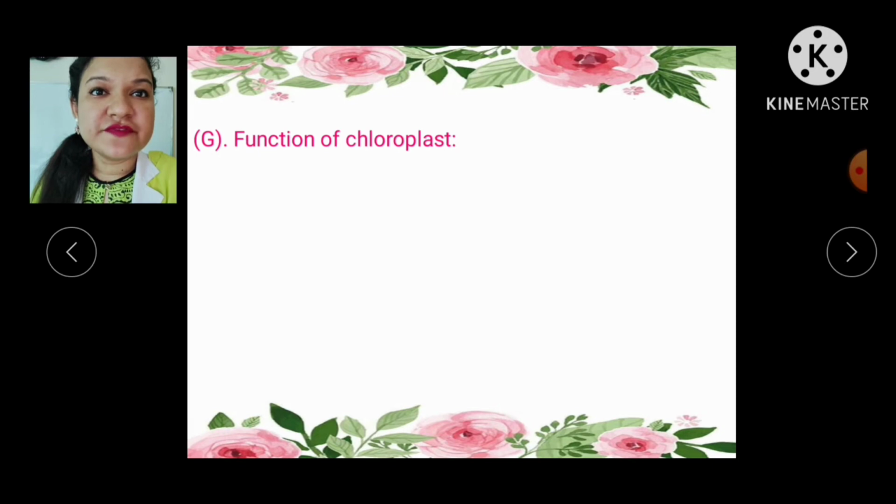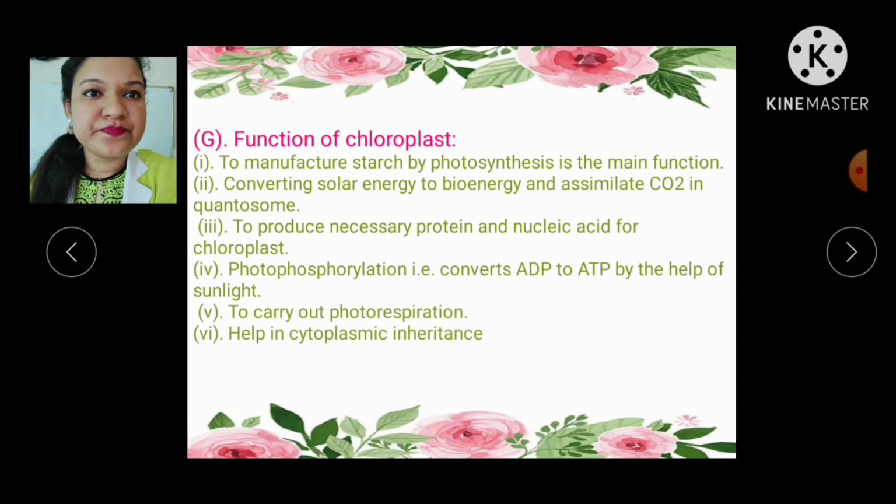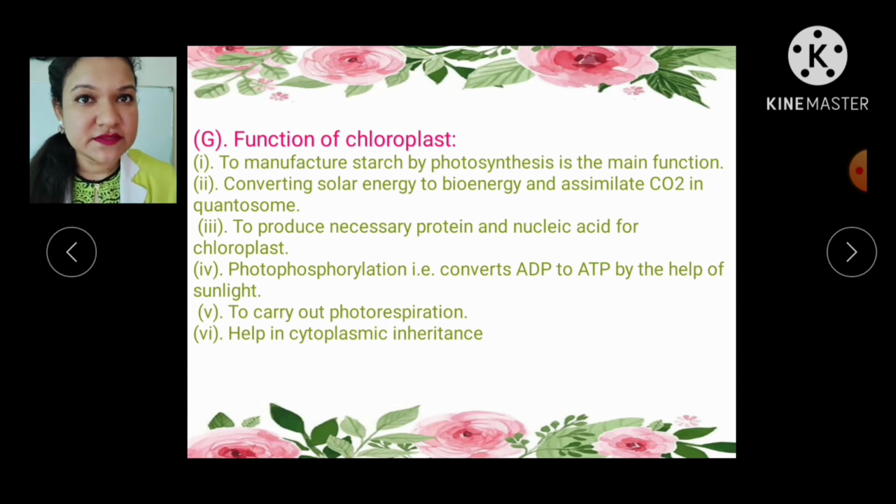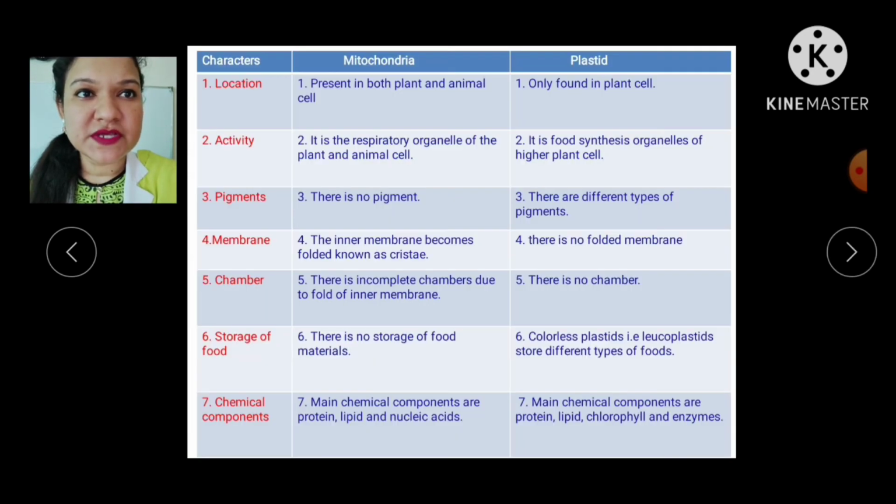Now, the function of chloroplast. To manufacture starch by photosynthesis is the main function. Number 2, converting solar energy to bioenergy and assimilating carbon dioxide in quantosome. Number 3, to produce necessary protein and nucleic acid for chloroplast. Number 4, photophosphorylation, that is converting ADP to ATP with the help of sunlight. Number 5, to carry out photorespiration. Number 6, help in cytoplasmic inheritance. These all are functions of chloroplast.